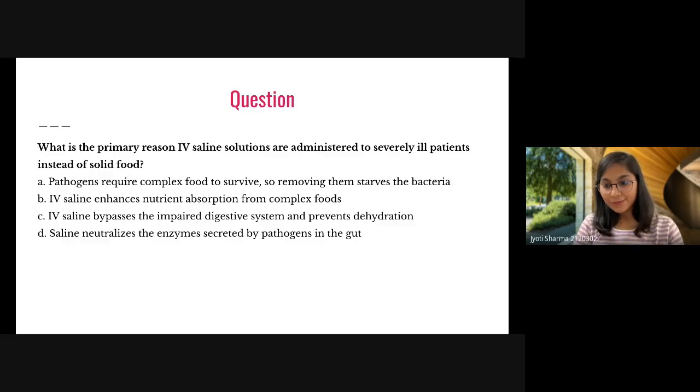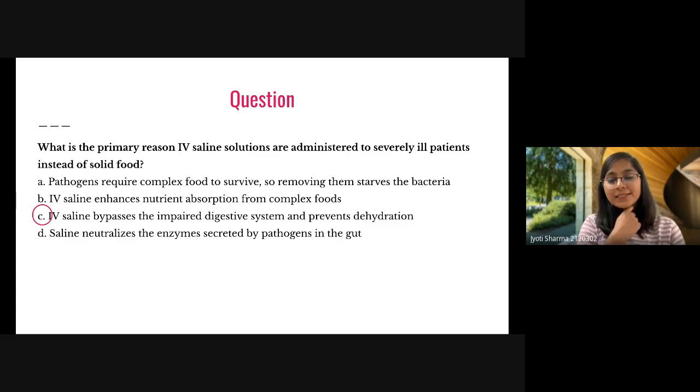You are confused between C and D. Okay, D is not the right answer. Saline neutralizes the enzyme secreted by pathogen. No, saline is not neutralizing the enzyme. So the remaining option will be right, Smita. So yes, C is the right answer.